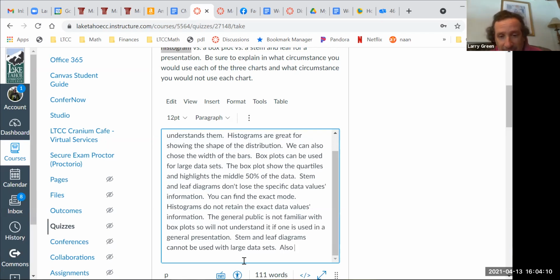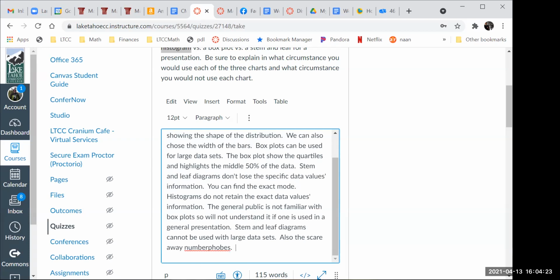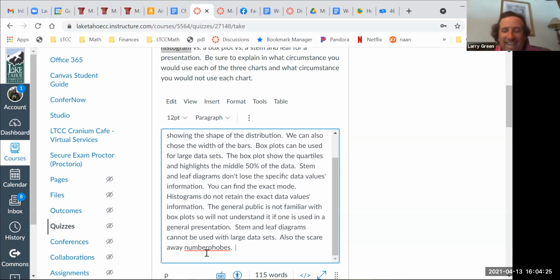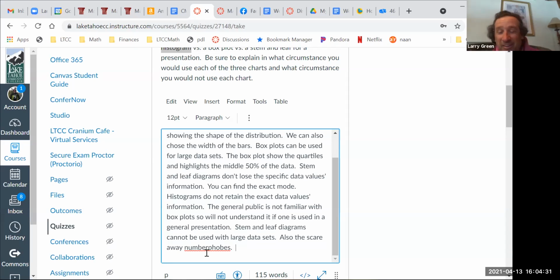Also, they scare away number phobes. I wouldn't say they scare away number phobes. They're just kind of hard to look at because it's a lot to take in. All right. Do you know the definition of a number phobe? Someone who's afraid of numbers.